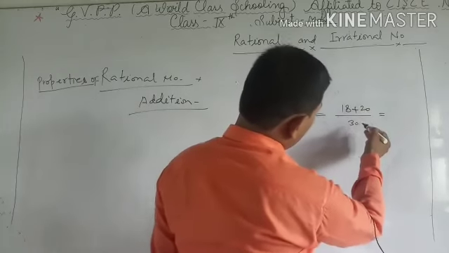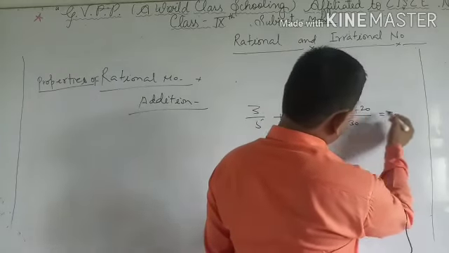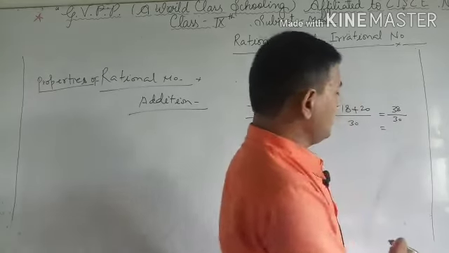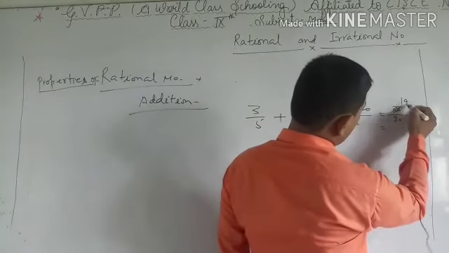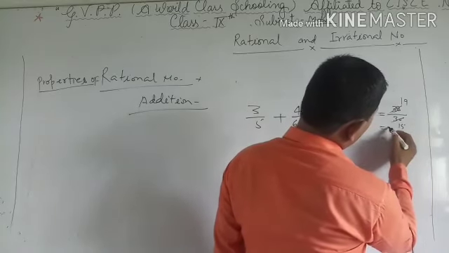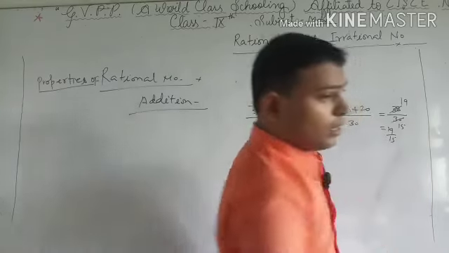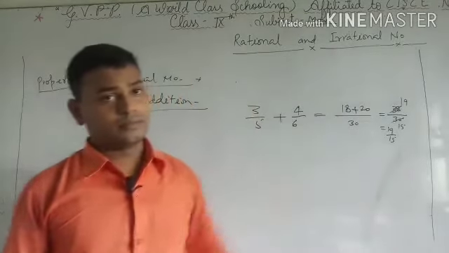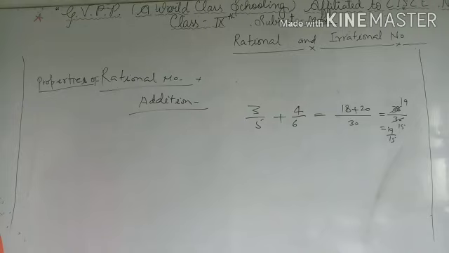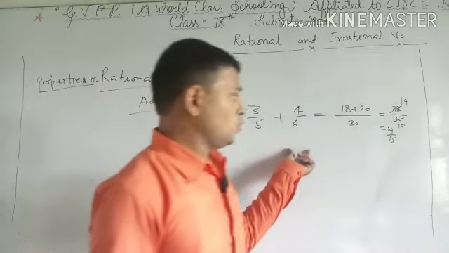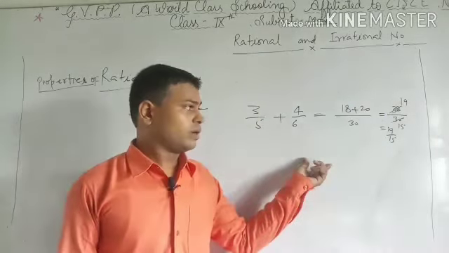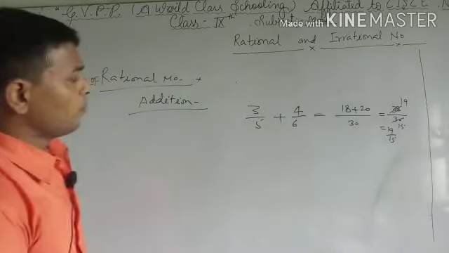If you add this, what will it be? 20 plus 18, it will be 38, and now 30. You can simplify this and you will get here 19/15. Students, you are getting this number. This number is also a rational number. Okay, that means, students, if you add any two rational numbers, then the number you get will also be a rational number. Okay, now subtraction.